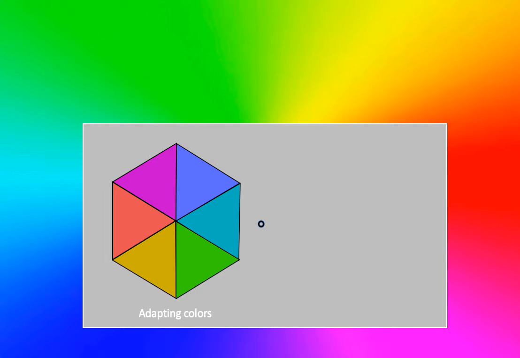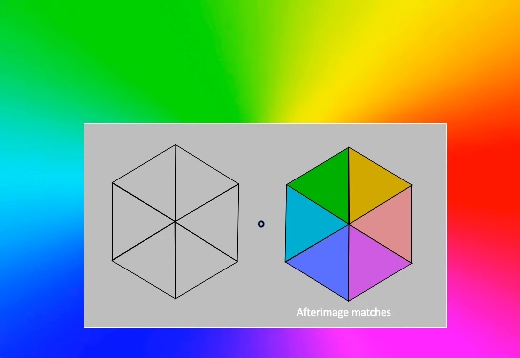Now adapt again and keep fixating on the round dot. 1, 2, 3, 4, 5, 6, 7, 8, 9, 10. Now here's a direct comparison between the afterimage colors and the real comparison colors on the right.